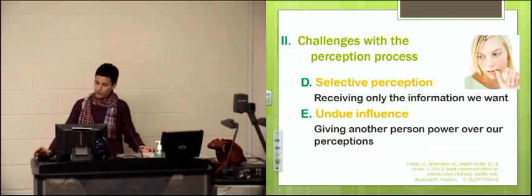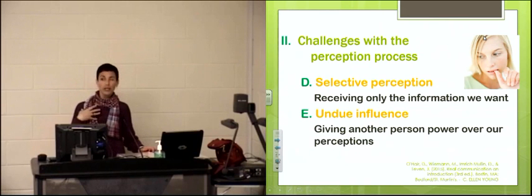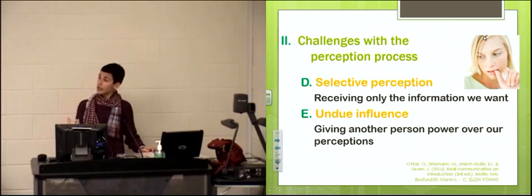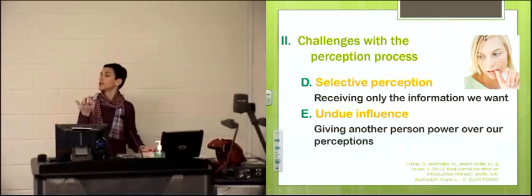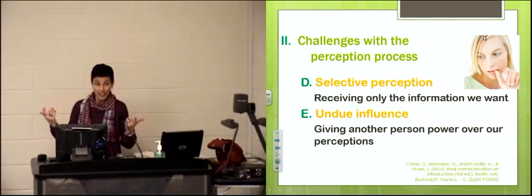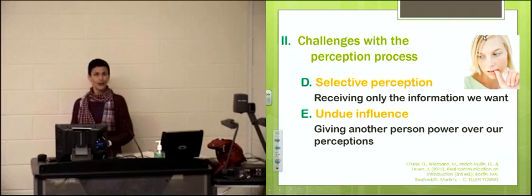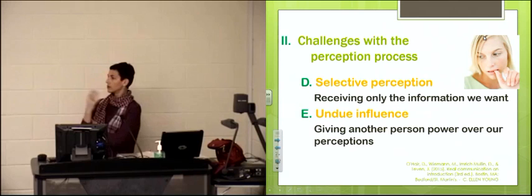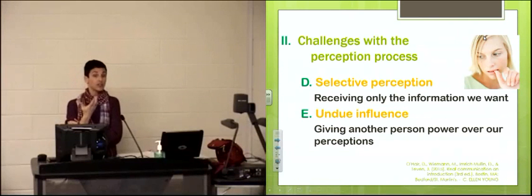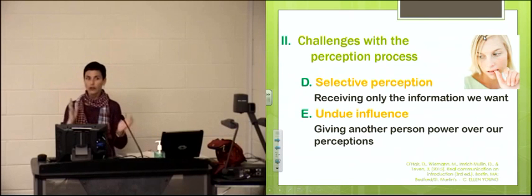And then lastly, undue influence. That's giving another person power over our perceptions. So people can suggest to us or tell us what it is that we should be seeing, what it is that we should be noticing. Kind of like your teachers, right? And so we say, sure, I'll do that. You notice that. But we need to take responsibility for our own process. And we can have people suggest stuff to us, but we still need to be responsible ourselves for deciding what we're going to be paying attention to and what we're not.